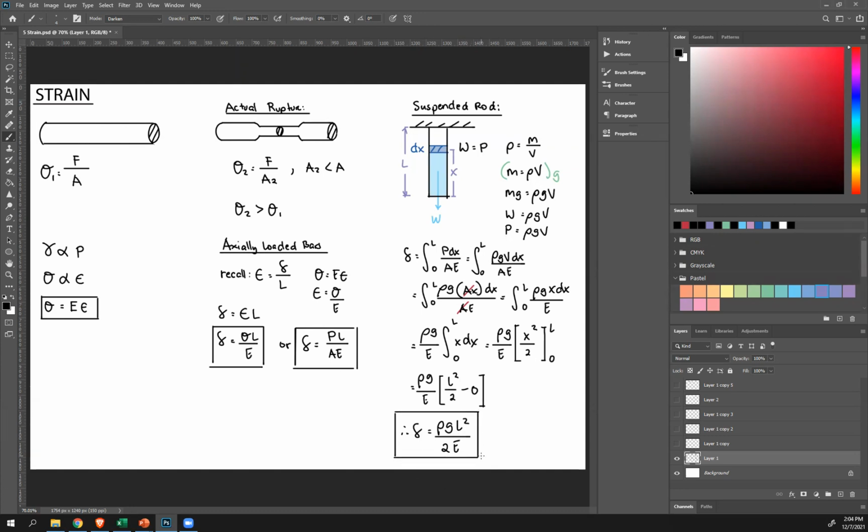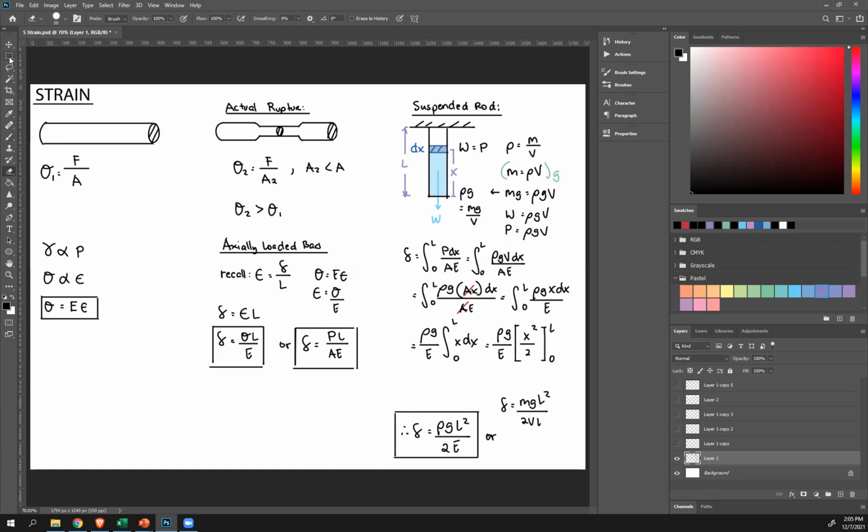Now another thing is rho g. We can create another equation for rho g. Rho g is simply mg over V. Rho g equals mg over V. I'll sub that here. So for deformation, rho g becomes mg, L squared over 2VE. Now, from this, I can actually rewrite V.